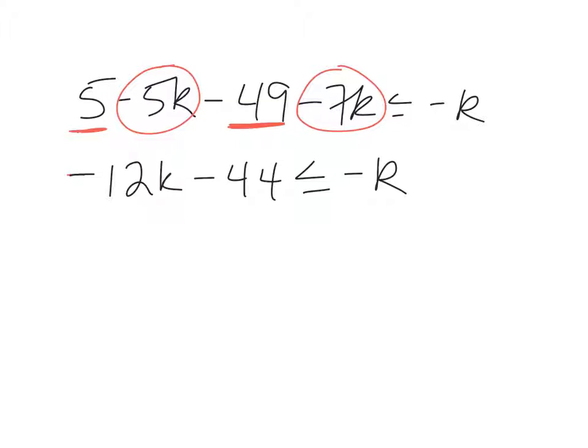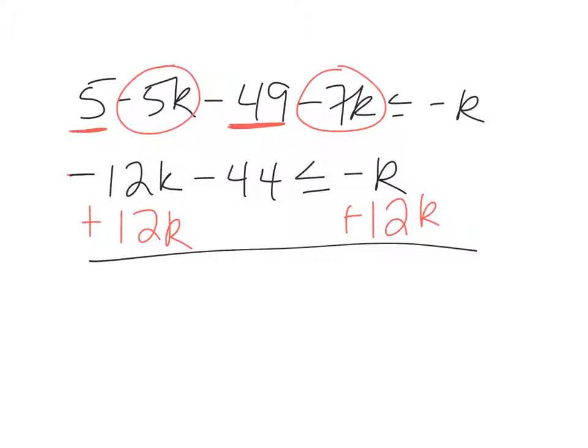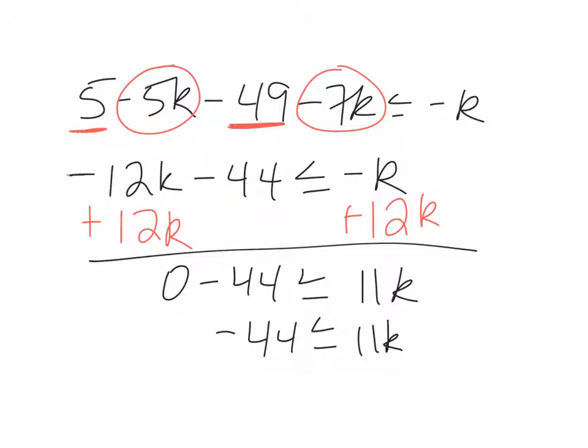So I'm going to take my k's from this side here and put them over here, just because that seems like the thing to do. Because I already have a number over here, so I'm going to leave that. And if you don't like the k's, make them x's. It doesn't really matter. All right, so that gives me 0 minus 44 less than or equal to 11k. So negative 44 is less than or equal to 11k.